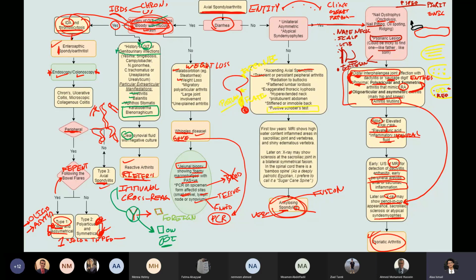With regard to the imaging studies, for the first two years, MRI is going to be invaluable. MRI could show you the inflammatory areas in your sacroiliac joint or vertebrae that may be shiny or edematous. And later on, as the disease proceeds, the spine is severely affected. They call this condition bamboo spine. Speaking about this condition, and as a deeply patriotic Egyptian, I prefer to call it sugarcane spine.